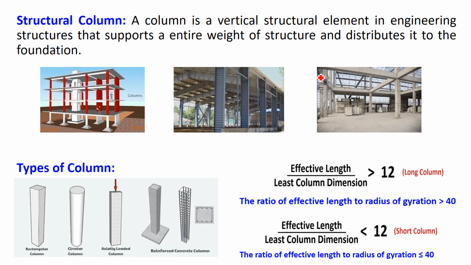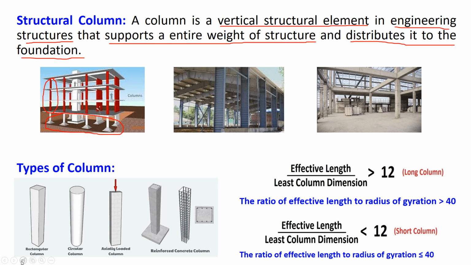vertical structural element in engineering structures. It is a vertical structural element in engineering structures which supports the entire weight of the structure and distributes that weight to the foundation of the structure. So that structural element is called a column. I repeat again, a column is a vertical member or vertical structural element in the engineering structure that supports the entire weight of the structure and transfers that weight to the foundation of that structure. So that vertical element is called a structural column.